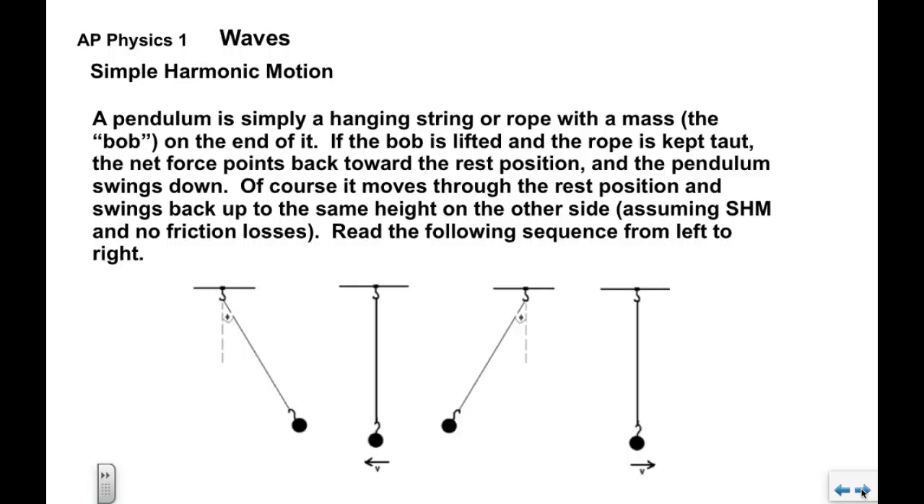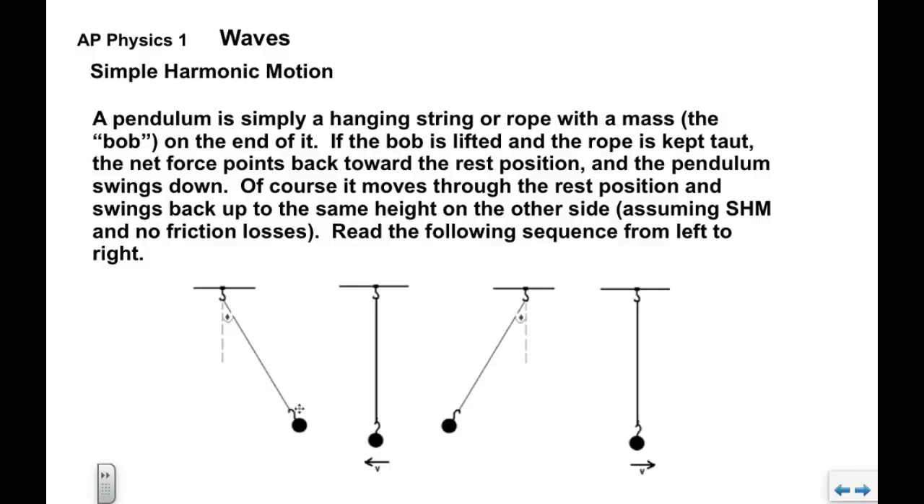So the first thing we'll look at is a simple pendulum. We have a string or a rope with a mass on the end of it. The mass on the end is often called a bob. If the bob is lifted and the rope is kept tight, the net force will point back towards the rest position. The pendulum will swing down through the rest position. It'll swing back up to the same height on the other side, assuming there's no loss due to friction.